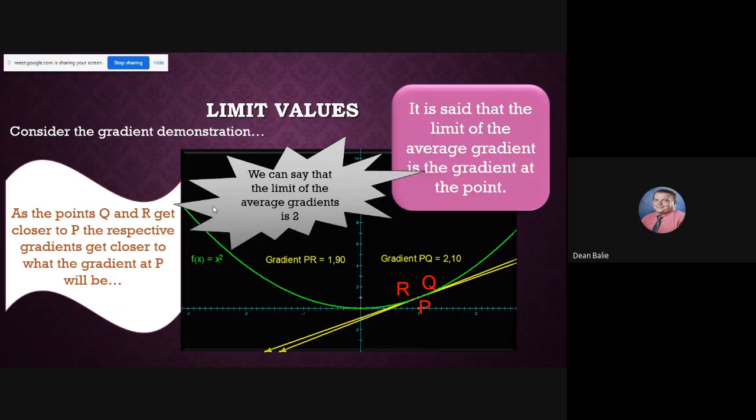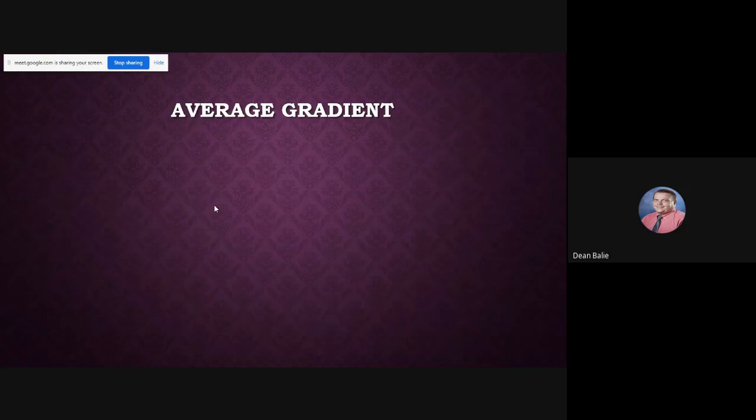Okay. So it's said that the limit of the average gradient, in other words the value that the average gradient gets closer and closer to, is the actual gradient at the point. So that's quite an important fact. Let's have a look a little bit more at average gradients.